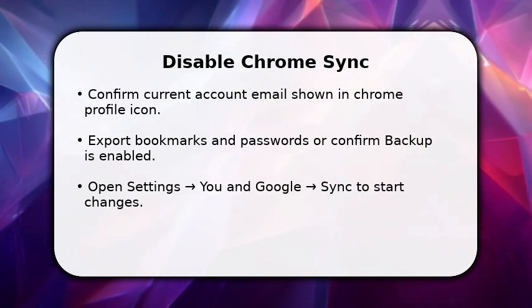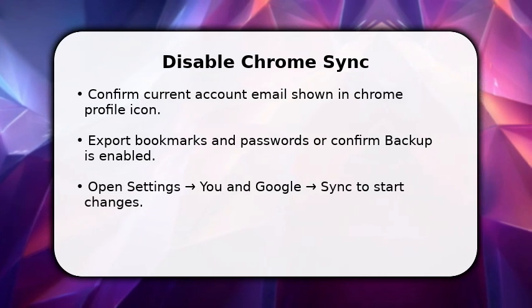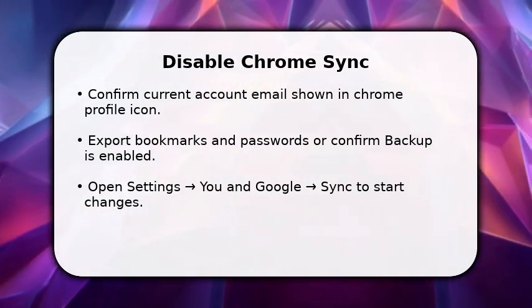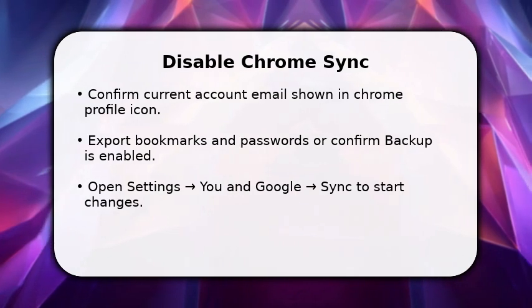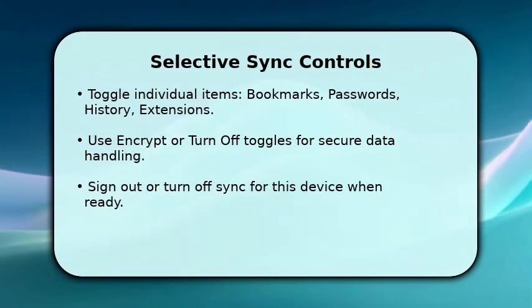Next, open Settings, go to You and Google, then Sync. You'll see what's syncing. This is where you take control. Make these first changes deliberately, don't rush, because turning sync off without a backup can remove locally stored items you want to keep. Now adjust the granular settings.